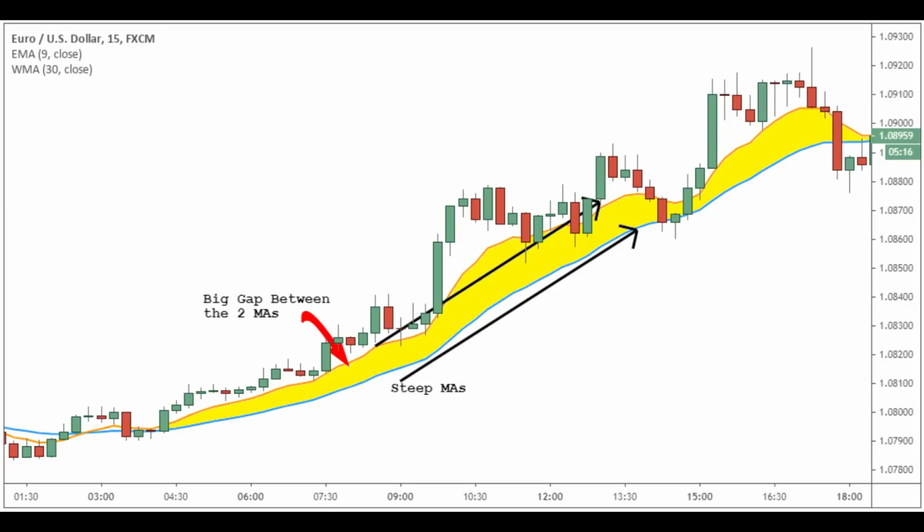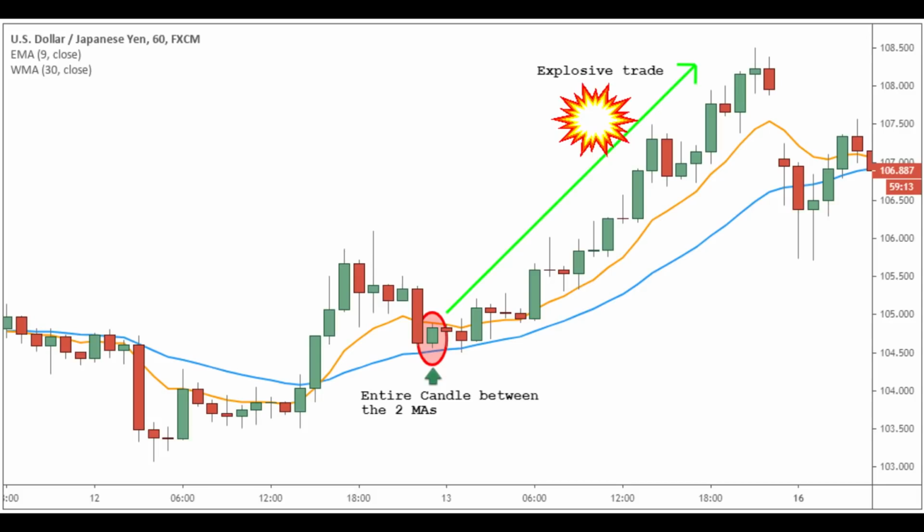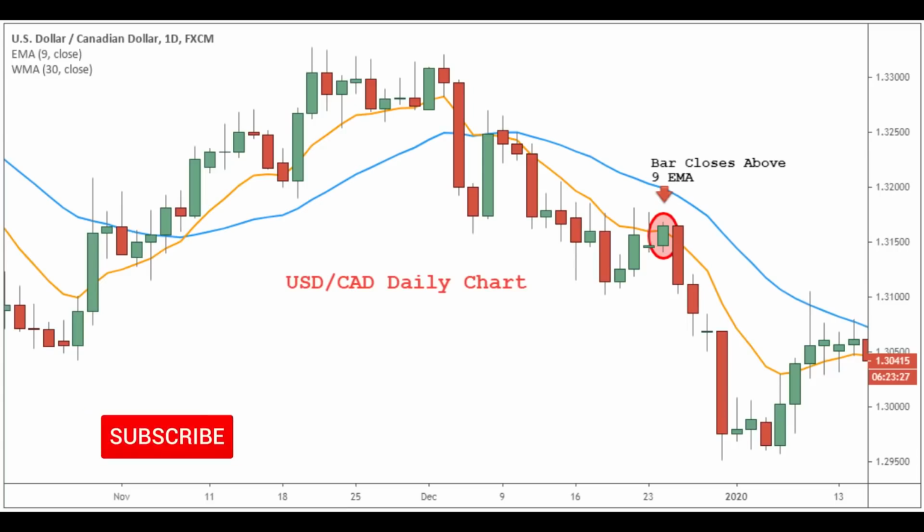Last but not least, make sure you use effective money management strategies and position size to protect your capital. After all, your number one priority as a trader is to protect your account balance at all cost.